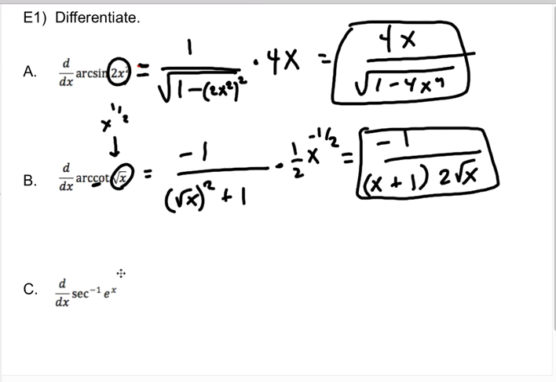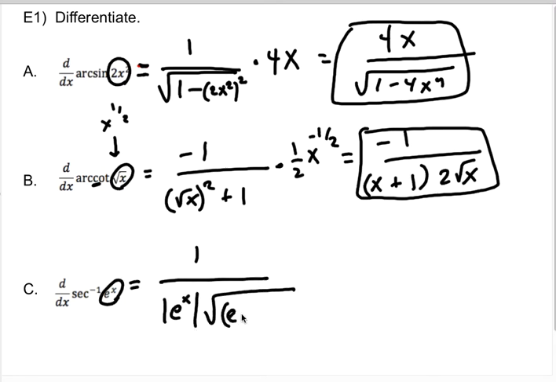And then when I differentiate the inverse secant of e to the x, notice that there is a function inside my function. So differentiating the inverse secant is 1 over the absolute value of what's inside the arc secant, and then the square root of that thing squared minus 1.